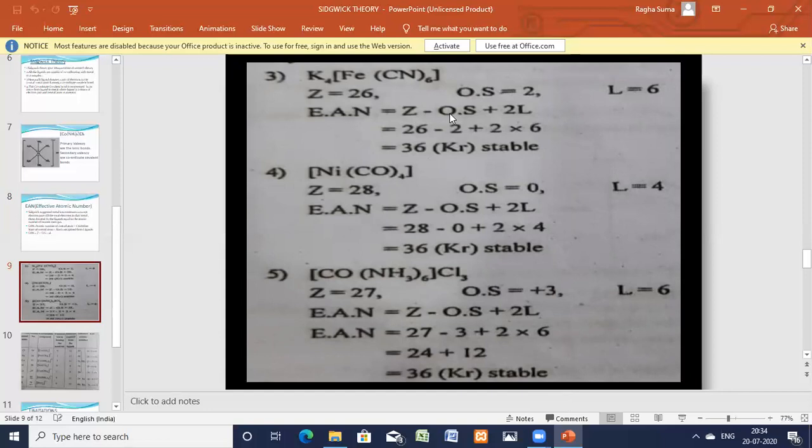So EAN is equal to Z minus OS plus 2L. That is 26 minus 2 plus 2 into 6. Here Z is the atomic number, minus the oxidation state 2, plus 2 into the number of ligands, L equal to 6, which is the coordination number. So 26 minus 2 is 24, plus 12. So this is equal to 36.